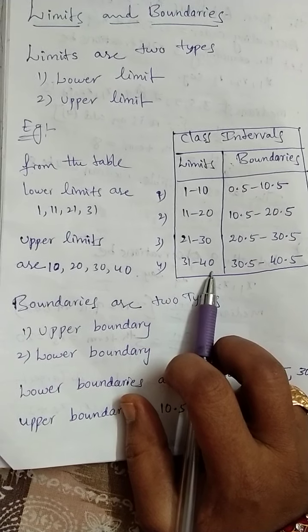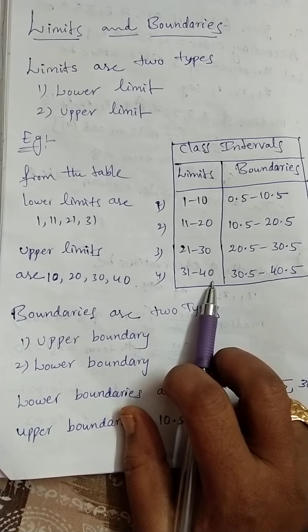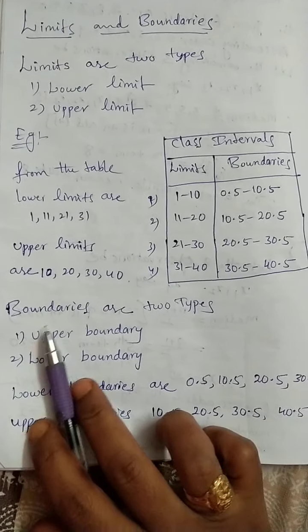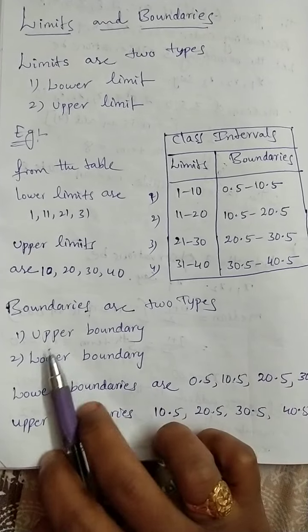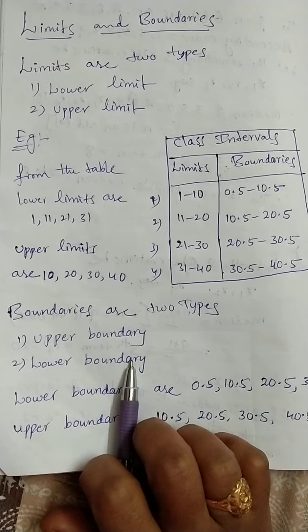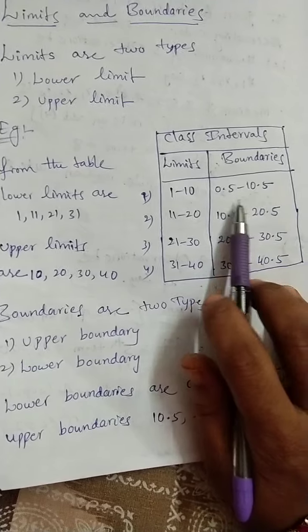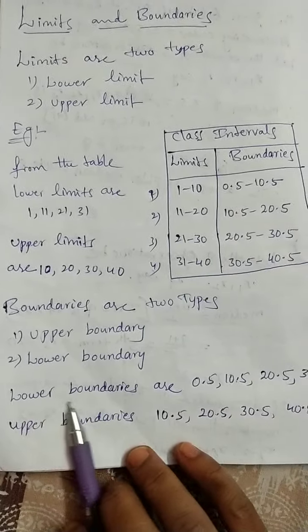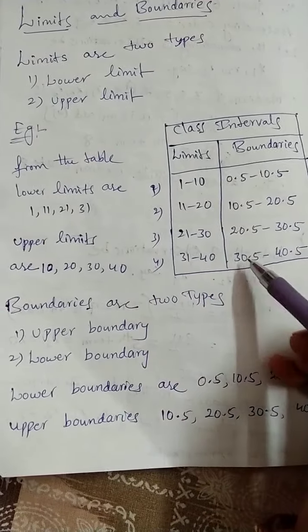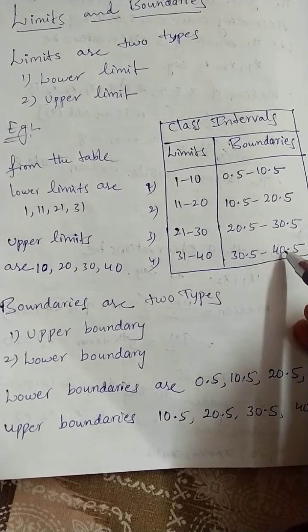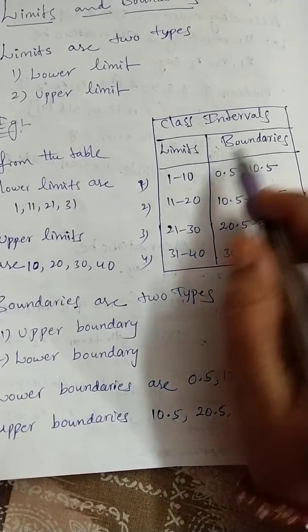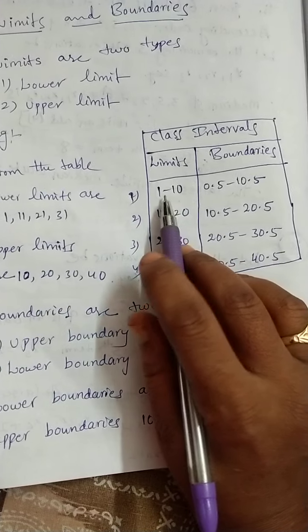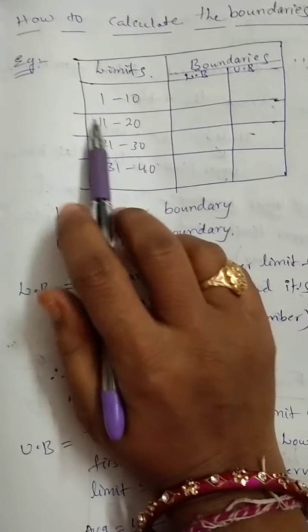That you can remember. Now coming to the boundaries. Boundaries are also two types, upper boundary and lower boundary, right? Lower boundaries are all the left side values, upper boundaries are all the right side values. How to calculate these boundaries from the limits, I will tell you. How to get all these values, that I will explain.